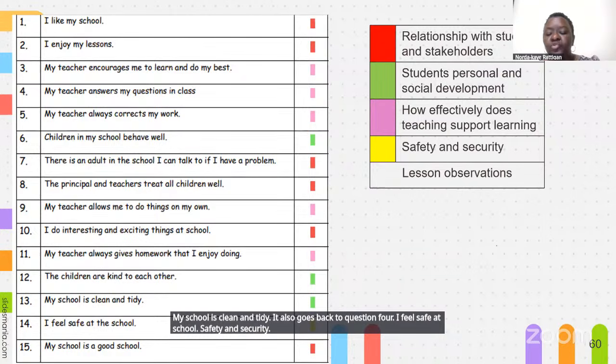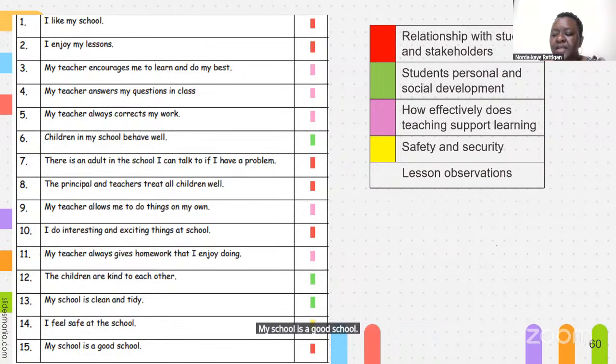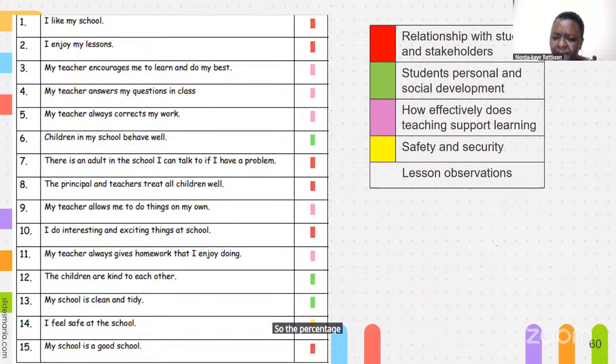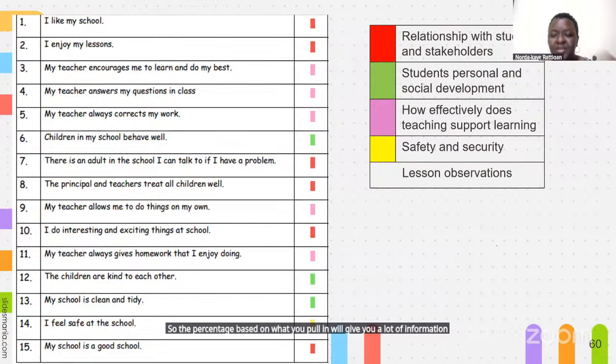My school is a good school. Tells you how they feel about the school, and if they want to come to school every day, they're happy to be here. If they don't want to come, they're sad. So the percentage based on what you pull in will give you a lot of information about their thoughts, and you can use that information to move forward with your SSE.